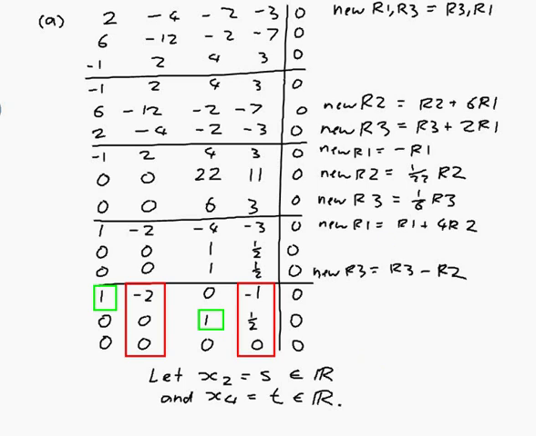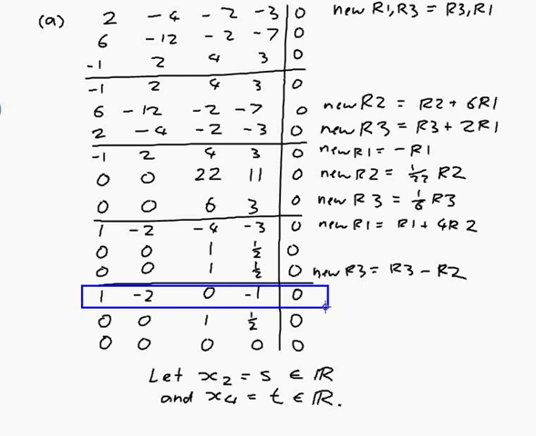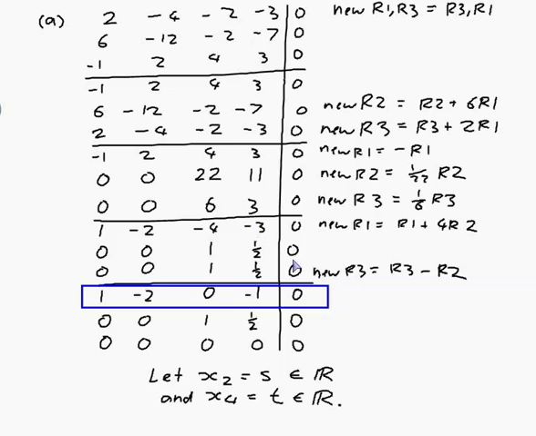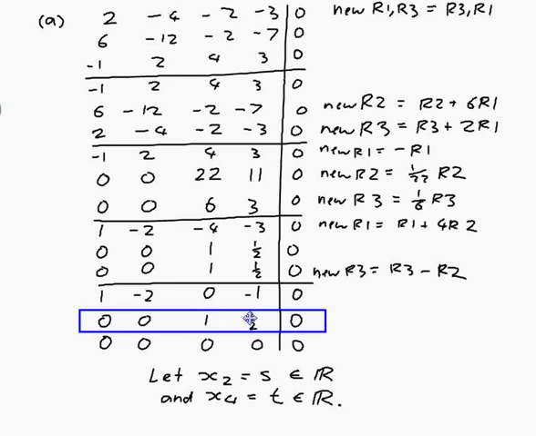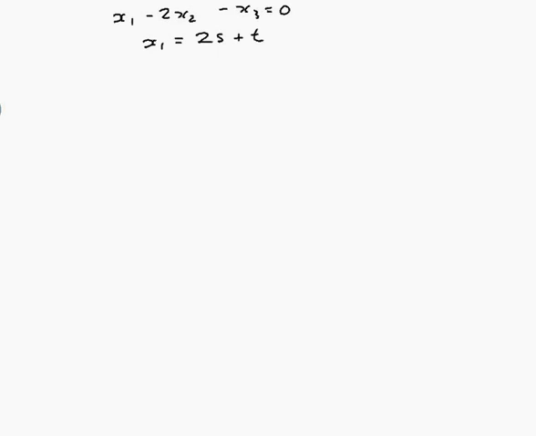Okay, so let's write what these equations mean. My first row here is x1 minus 2x2 minus x3 equals 0, and so therefore x1 will be equal to 2s plus t. Now going back here, my next equation would be x3 plus half of x4 is equal to 0. So x3 would be equal to minus a half of t.